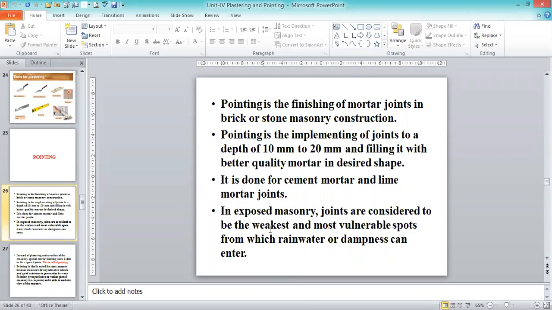It is done for cement mortar and lime mortar joints. In exposed masonry, joints are considered to be the weakest and most vulnerable spots from which rainwater or dampness can enter. If the joints are not done properly, and you do not fill the mortar appropriately, then there is every chance that rainwater will enter the joints themselves. Then it automatically creates failure or cracks inside. Because they absorb more water, the load handling capacity is reduced, and we are able to see some types of failure in the masonry work itself. That is why joints are provided and pointing is necessary.